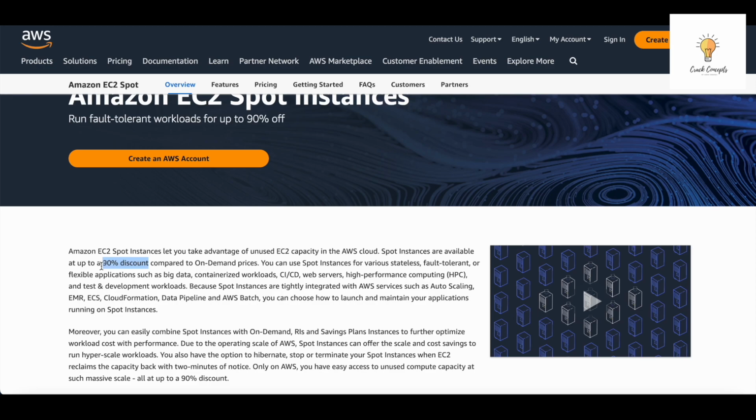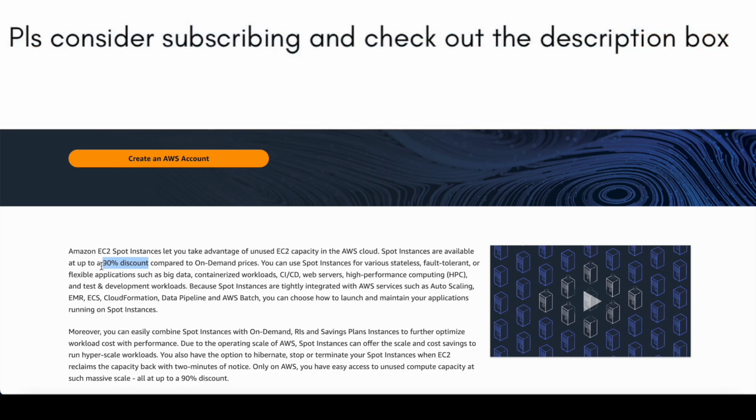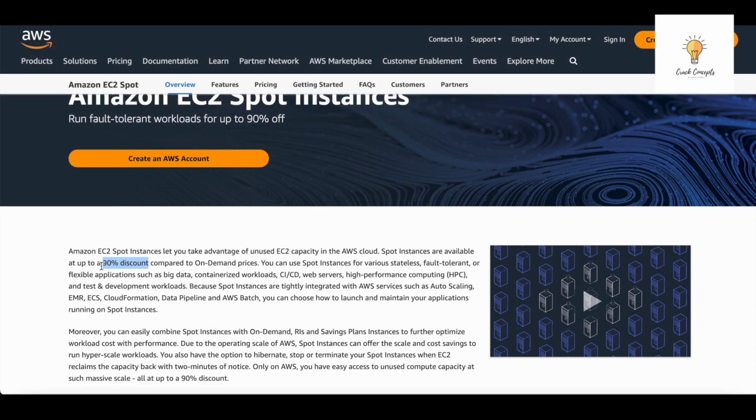But the only drawback over here is that it is not reliable. You can be thrown out anytime. The moment AWS gets a customer that will pay more than you are paying, AWS can throw you out. AWS can take away the instance that it provided you earlier. So it's not reliable, but it gives you a huge amount of discount.